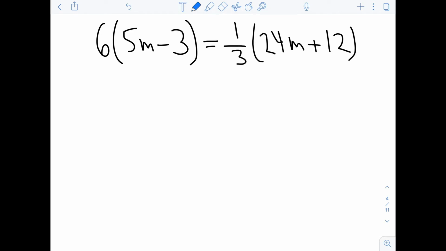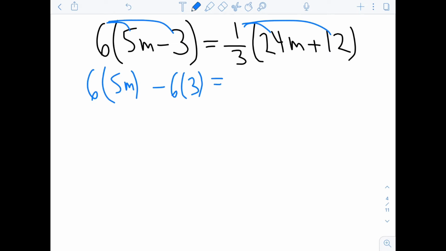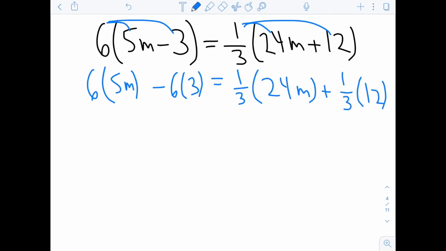So now let's do it with grouping symbols. First, let's simplify both sides of the equation by distributing. So let's distribute the 6. So 6 times 5m minus 6 times 3. And on the right, we're going to distribute the 1/3. So that's going to equal 1/3 times 24m plus 1/3 times 12.